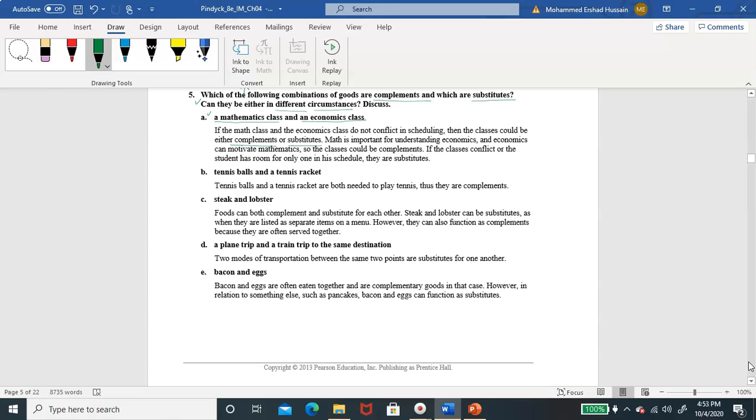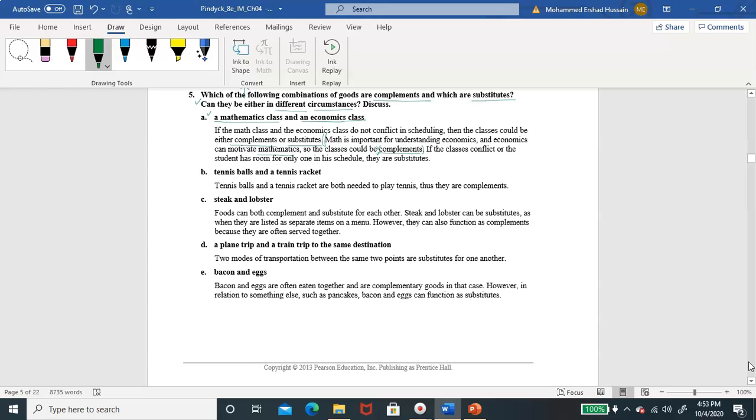Math is important for understanding economics, and economics can motivate mathematics, right? So that is why you see these two are interdependent, and there is a lot of math in economics. So the classes would be complements. See, you need one, and then you need the other one also. You can have both together. So in that sense, complement.